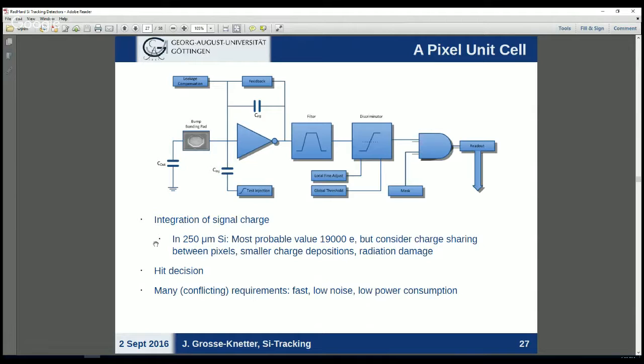And just to give you a figure, for 250 micrometer silicon, a typical high energy particle leaves something like just below 20,000 electron charges. So that has to be detected in this mechanism.